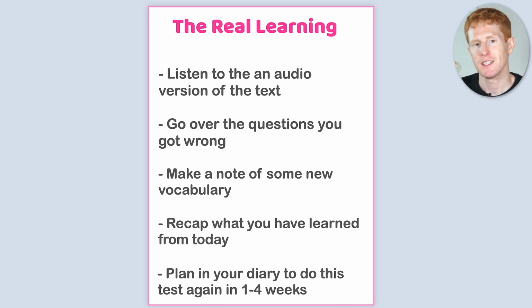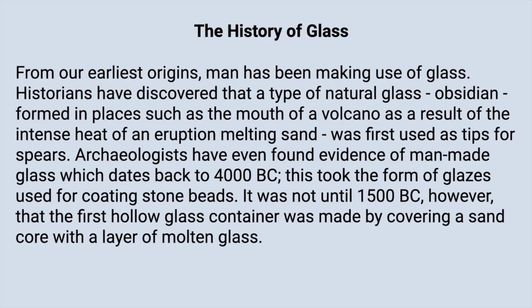So listen and read. The history of glass. From our earliest origins, man has been making use of glass. Historians have discovered that a type of natural glass, obsidian, formed in places such as the mouth of a volcano as a result of the intense heat of an eruption melting sand, was first used as tips for spears. Archaeologists have even found evidence of man-made glass which dates back to 4000 BC. This took the form of glazes used for coating stone beads.